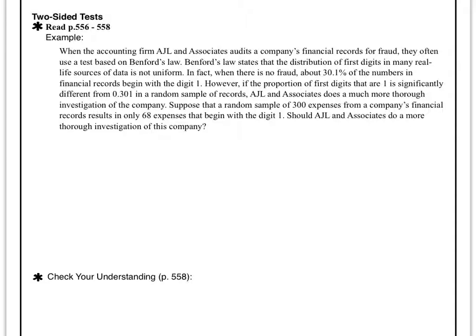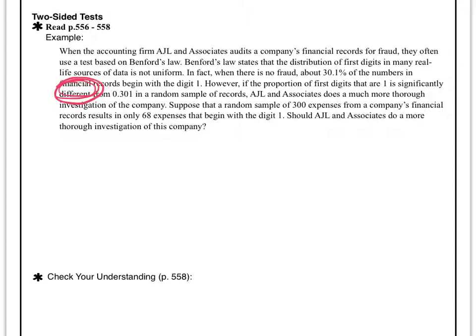In fact, when there's no fraud, about 30.1% of numbers in financial records begin with the digit 1. However, if the proportion of first digits that are 1 is significantly different from 0.301 in a random sample of records, the firm does a much more thorough investigation of the company. So let's say that we have a random sample of 300 expenses from a company's financial records, and only 68 begin with the digit 1. Should AJL and Associates do a more thorough investigation?